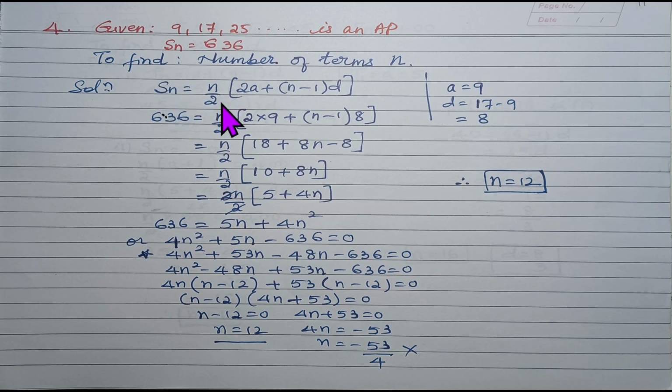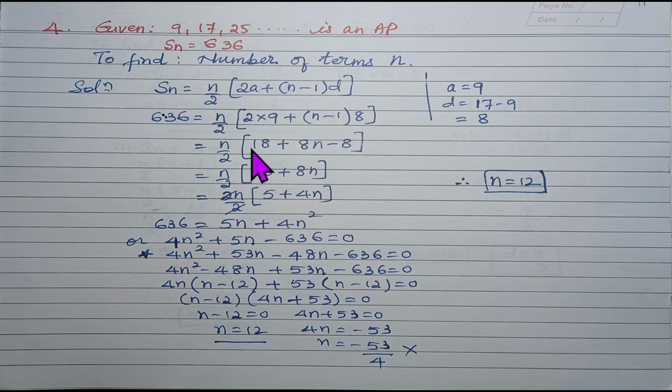Now Sn is equal to n upon 2 in the bracket 2a plus n minus 1 into d. Sn is already given, 636. n is not known, we have to find it. So n upon 2. a is known to us, that is 9, 2 into 9 plus n minus 1 into 8, that is 8 is d. d is 17 minus 9, that is 8.